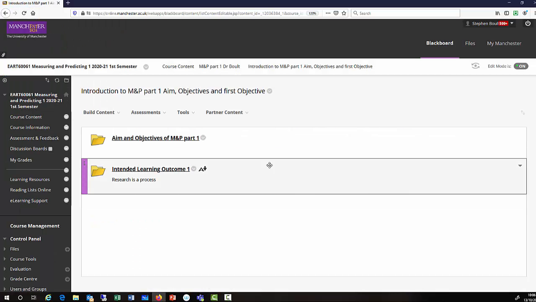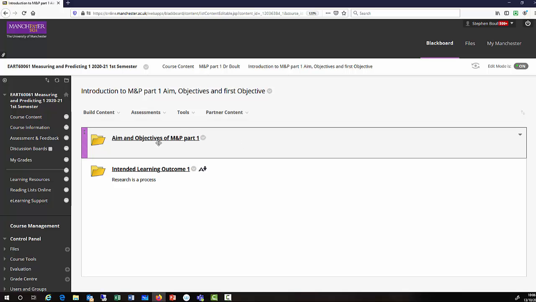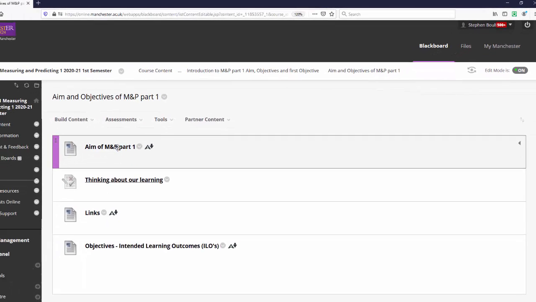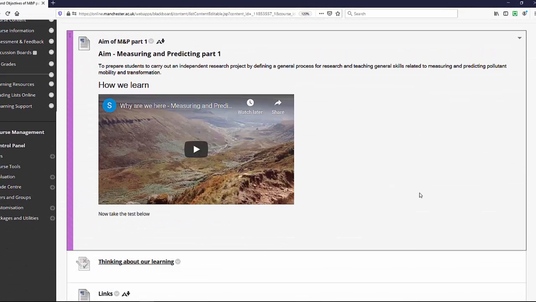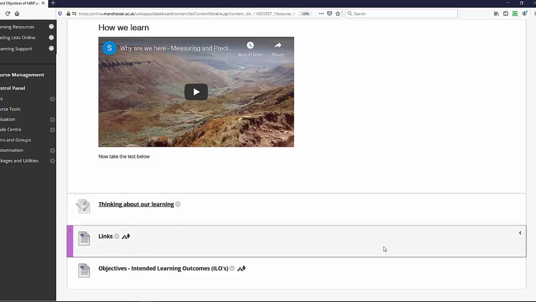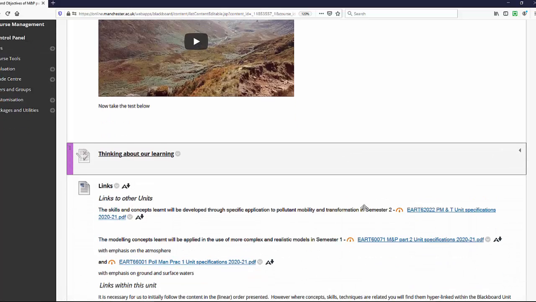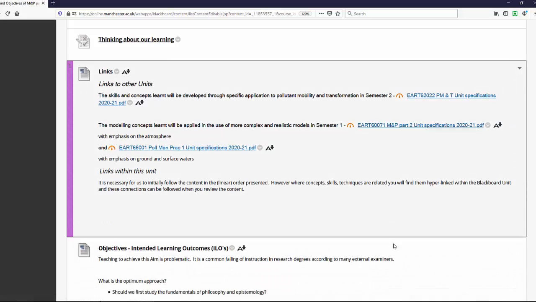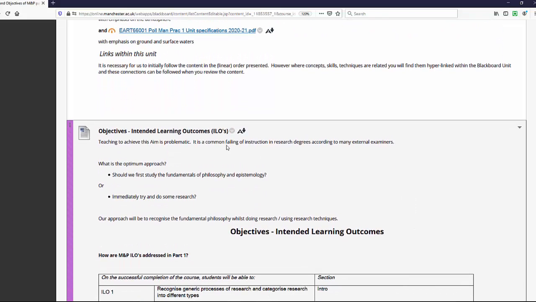In the introduction, we have the aim and objectives of M&P Part 1. The aim, you've taken the test, thinking about our learning, and you've looked at the links to the other units, and now we're looking at the objectives, which are also called the intended learning outcomes.